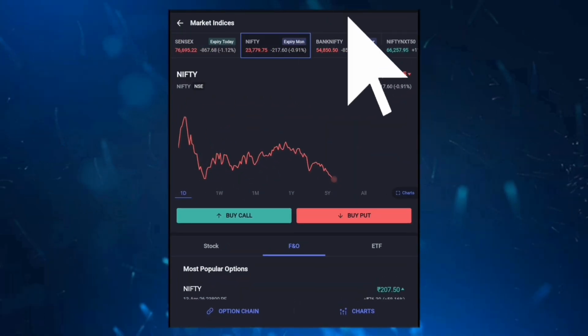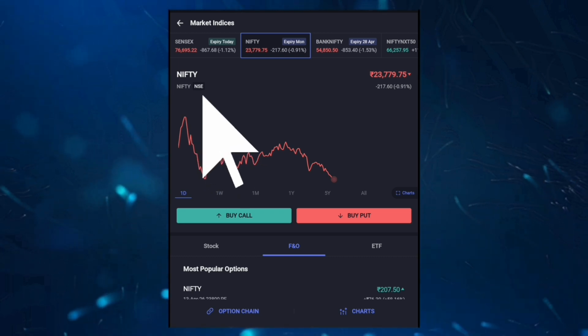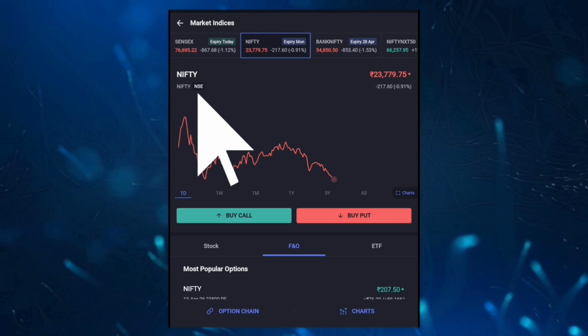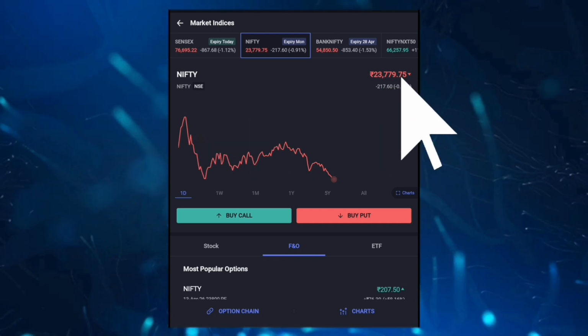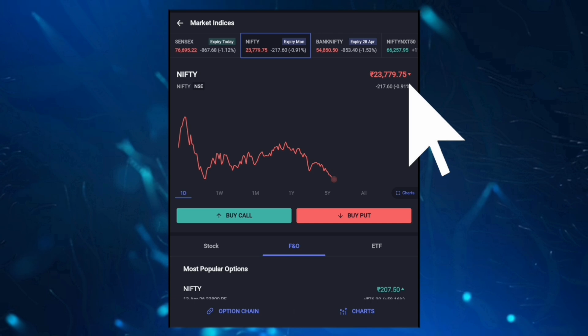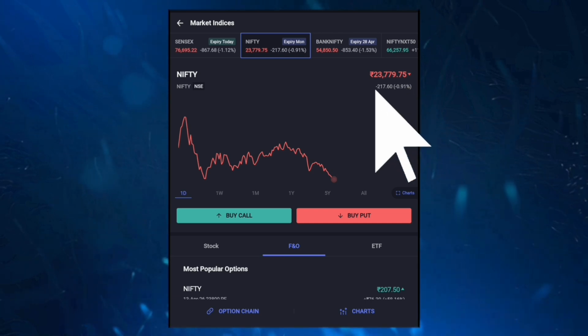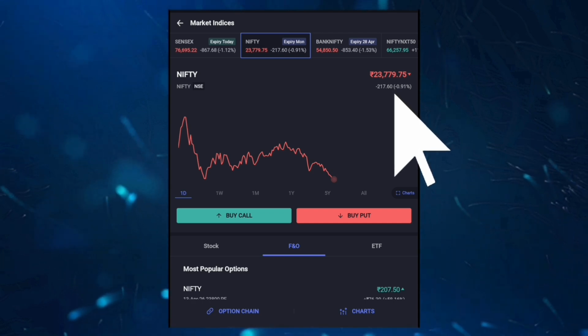Once you tap on Nifty, you will see a view like this. Here at the top left you will see the name Nifty. Under that you can see NSE, that means National Stock Exchange, and just opposite on the right-hand side you will see the price 23,779.75. That's the exact price where the Nifty 50 is moving right now. Under that you will see minus 217.60, so that's the points the market is down from yesterday.